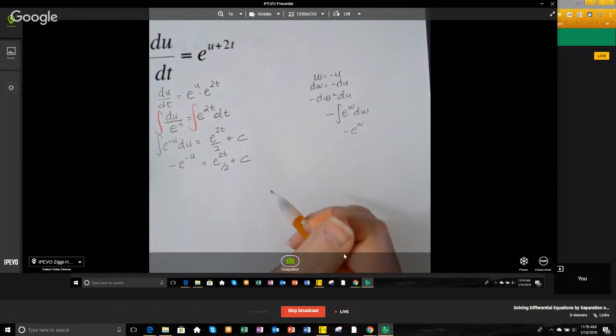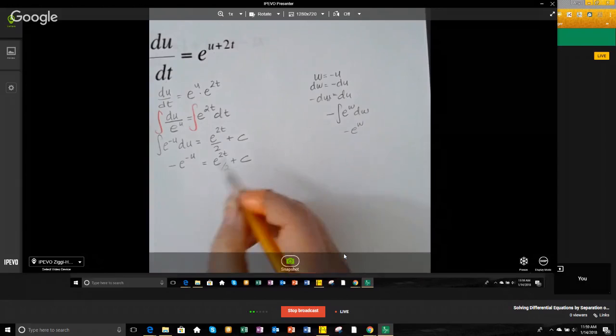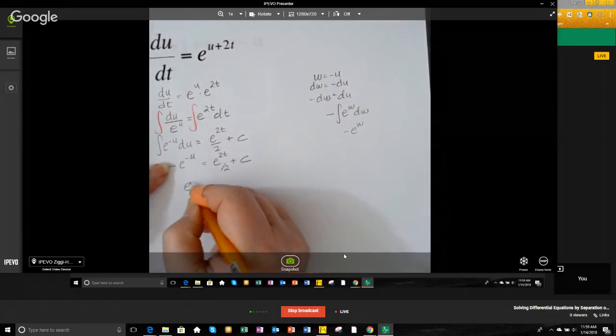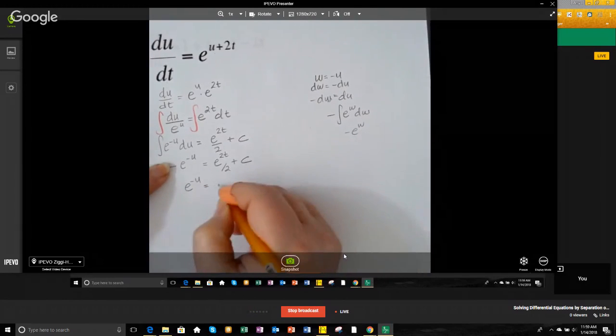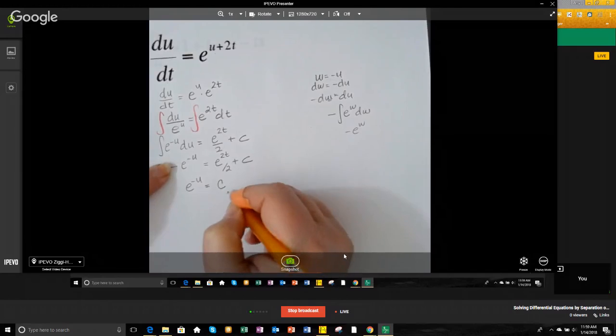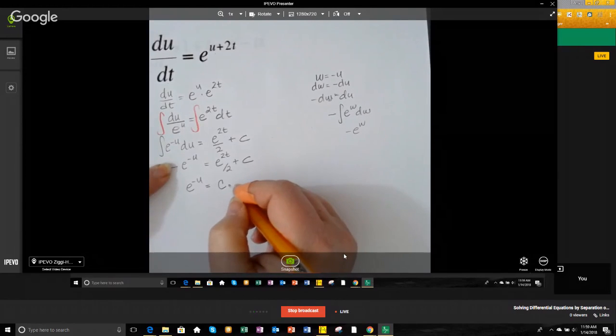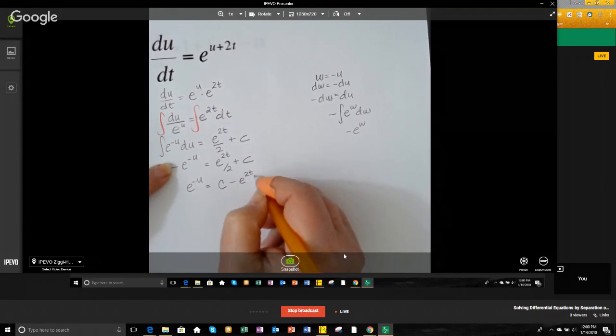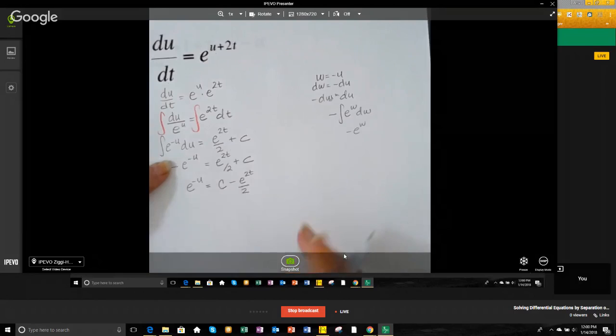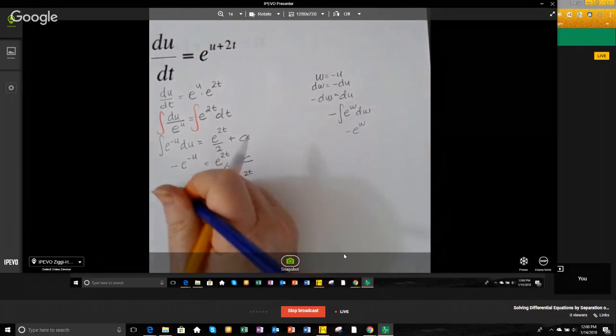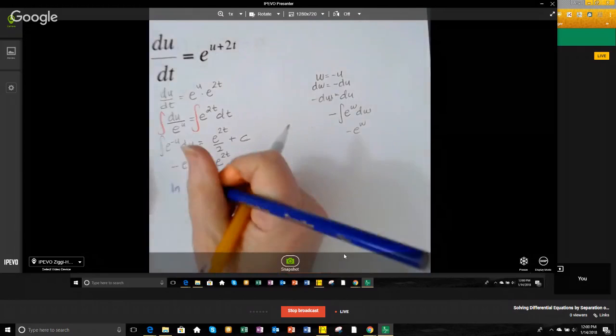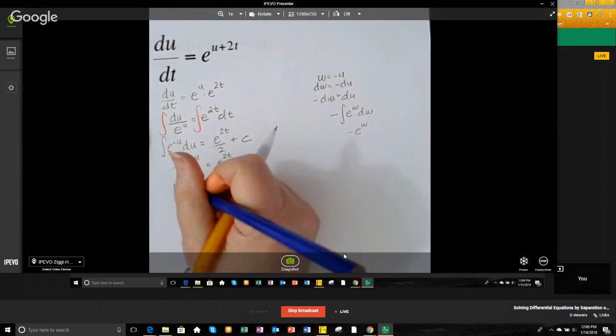I'm going to multiply everything by a negative number. So we're going to get e to the negative u equals C, because I always keep my C's positive, since negative 1 times a constant is still a constant, minus e to the 2t divided by 2. And now I have to take the natural log of both sides.